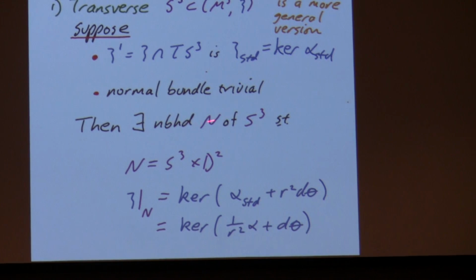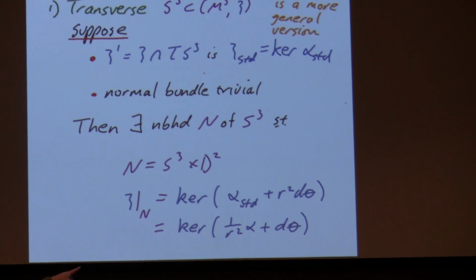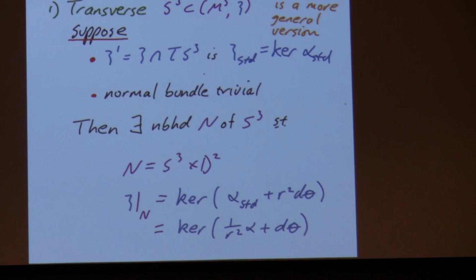Well, under these two hypotheses, it's easy to see that there's a neighborhood of S3 that's just S3 cross D2 with contact form given by the standard contact form alpha on S3 plus r squared d theta from the D2 factor. Well, yeah? The normal bundle to S3 in M5. Oh, actually, you're right. Sorry. Any D2 bundle on S3 is trivial. Great. So it's really not any extra assumption. In general, though, when we look at other situations, we do have to make that sort of assumption. But you're right. Here we don't.